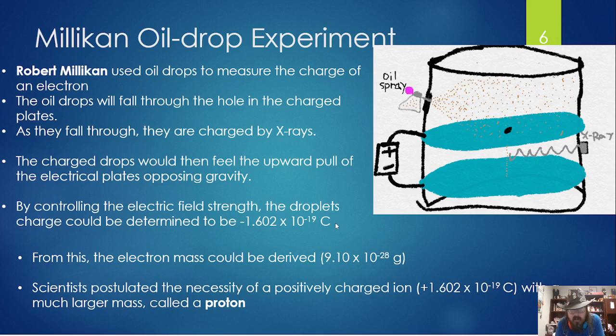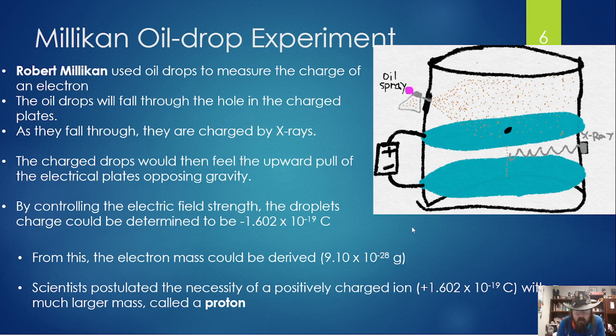Now, do I expect you to know that? No. Don't worry about that. But he finds the charge of a droplet. Now, because our dear friend J.J. Thomson had already found the charge to mass ratio, we can now derive the mass of an electron, which would be 9.10 times 10 to the negative 28th grams. Really small mass.